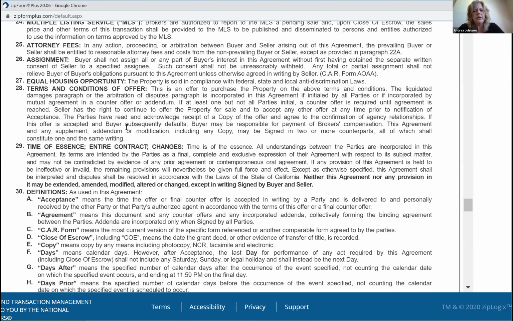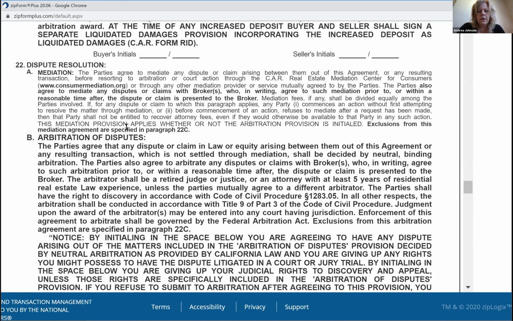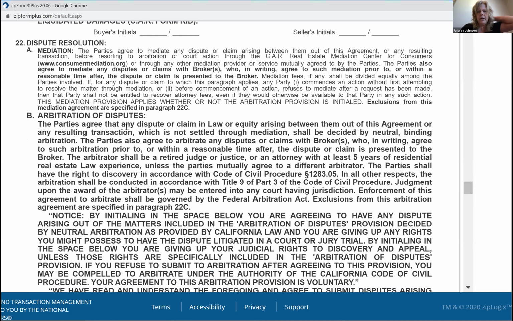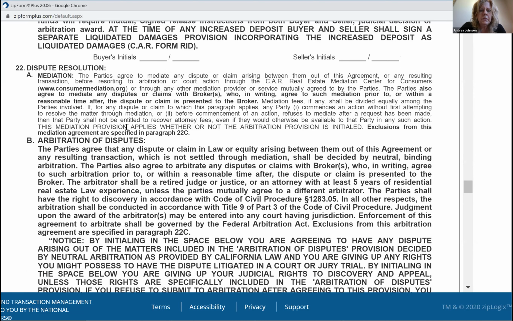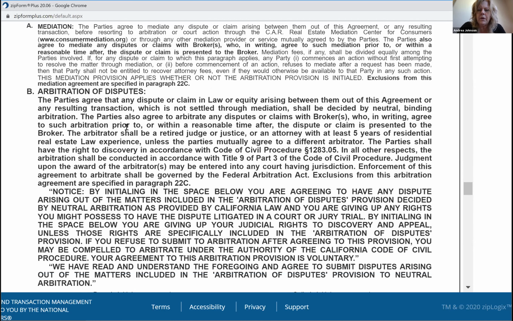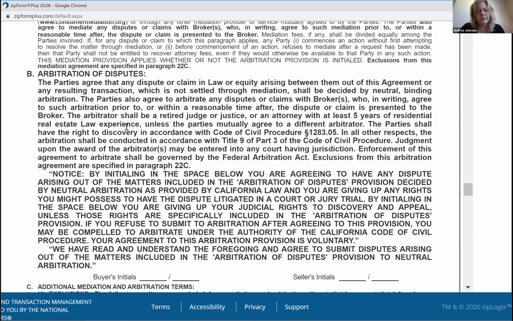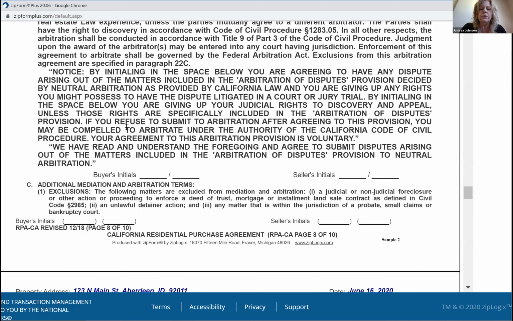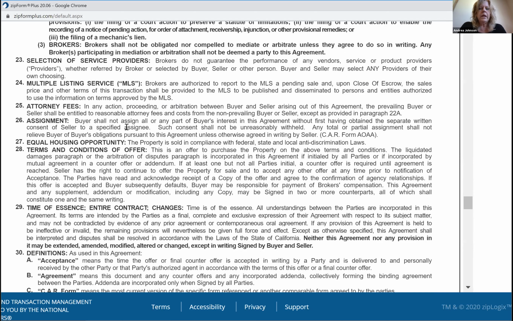Attorney fees. In any action, proceeding, or arbitration between buyer and seller arising out of this agreement, the prevailing buyer or seller shall be entitled to reasonable attorney fees and costs from the non-prevailing buyer or seller, except as provided in 22A, again, which is where we talked about, in the case where somebody initiates, without attempting mediation, an arbitration or other sort of legal action, they're not entitled to attorney's fees. Okay.